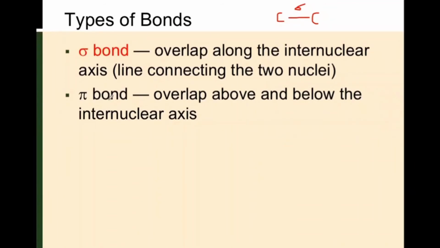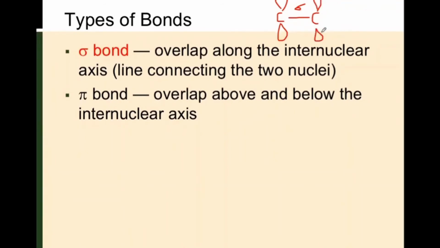A pi bond then is something different. This is the overlap above and below the internuclear axis. Whilst a sigma bond is going to be along our internuclear axis, there are orbitals which are orthogonal, or at 90 degrees, to this bond, and so those can be, in the case of carbon, the p orbitals, like so.